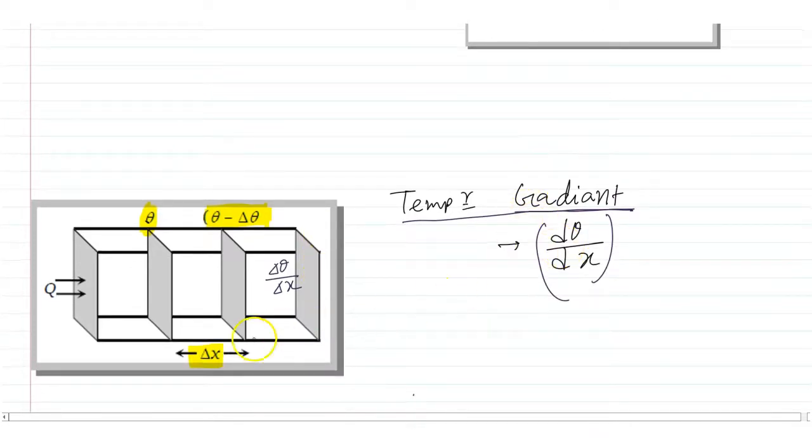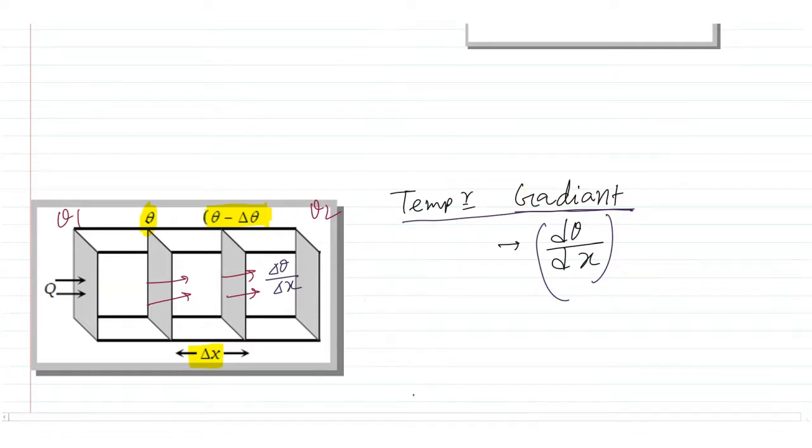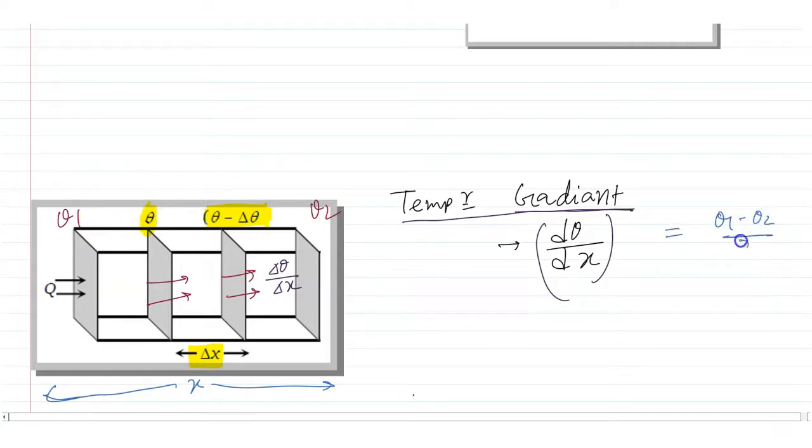So del theta by del x. Suppose there is a high temperature theta 1 and on this side theta 2, and heat is flowing from this portion. Then the change in temperature per unit length is called temperature gradient, d theta by dx. On a large scale you can say theta 1 minus theta 2 by x, where this is the x. And this is theta 1 and theta 2, so temperature gradient is theta 1 minus theta 2 by x, and for a small scale value, we say d theta by dx.